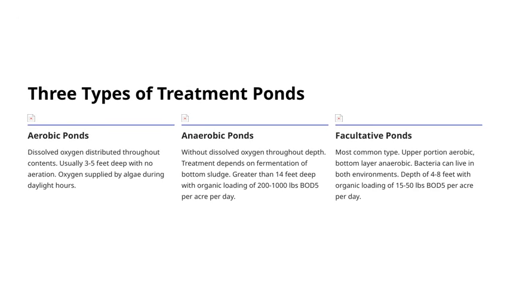Finally, the most common type is the facultative pond. This pond combines both aerobic and anaerobic processes, which makes it very versatile. The upper portion is aerobic, supporting bacteria that thrive with oxygen, while the bottom layer is anaerobic, where bacteria can live without oxygen. These ponds are usually about 4 to 8 feet deep, with an organic loading of 15 to 50 pounds of BOD5 per acre per day. Understanding these different pond types helps us choose the right treatment method based on site conditions and treatment goals, which is central to designing effective wastewater treatment systems.